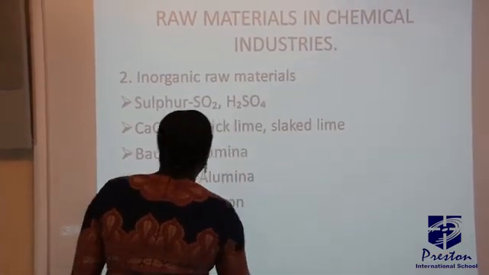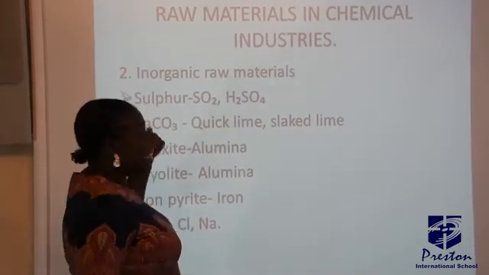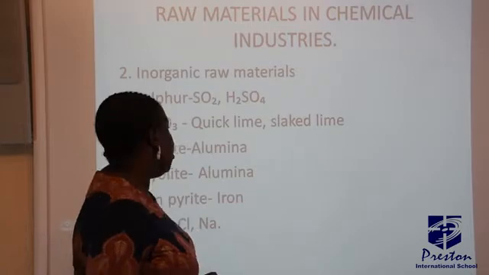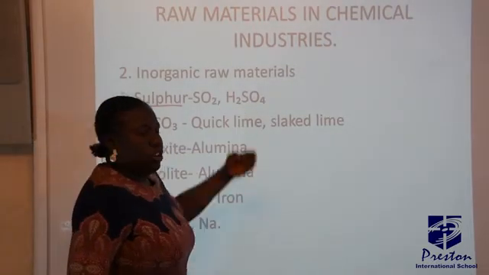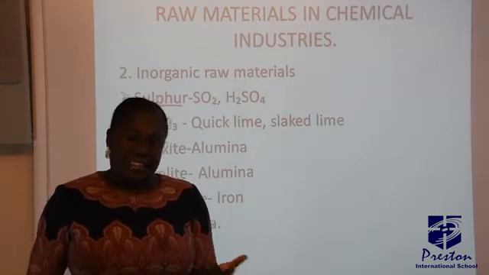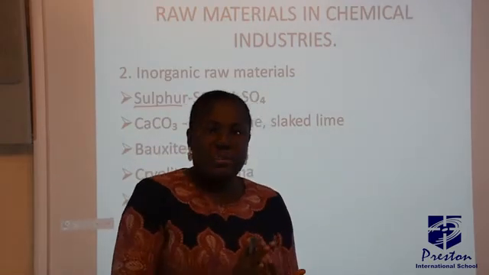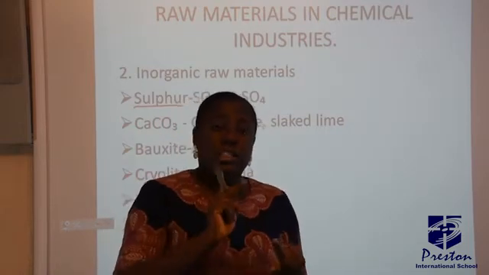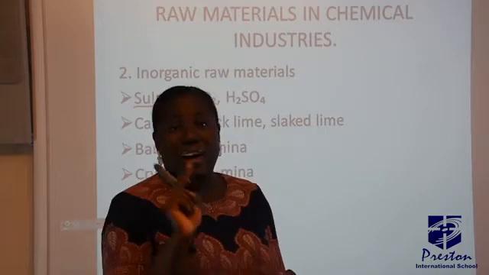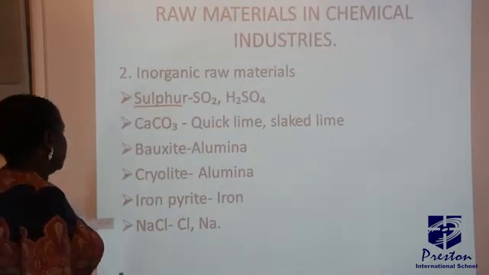Now, the second class of the raw material used in chemical industry, that is referred to as the inorganic raw materials. Example, from your sulfur, sulfuric acid can be made. That is via the contact process, whereby you observe those conditions, the specified temperature, the specified pressure, and using your vanadium(V) oxide as a catalyst.